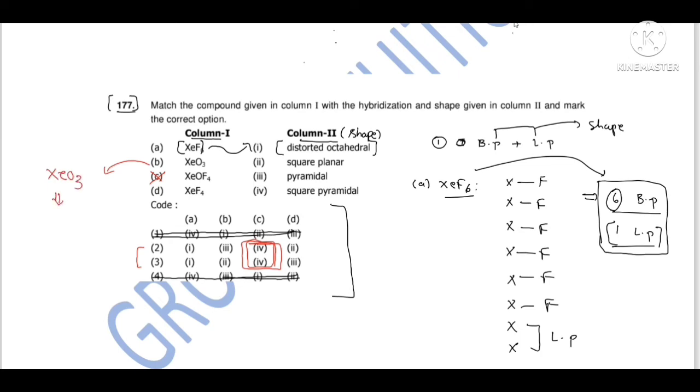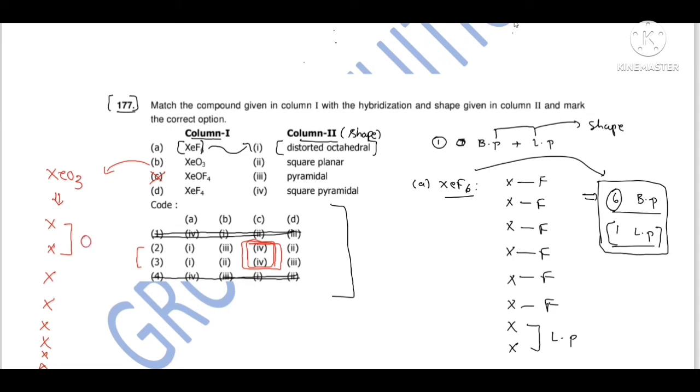We know that xenon belongs to group 18. Its outermost electrons are 8: 1, 2, 3, 4, 5, 6, 7, and 8. We know that it requires 2 electrons from xenon to make a bond with oxygen.